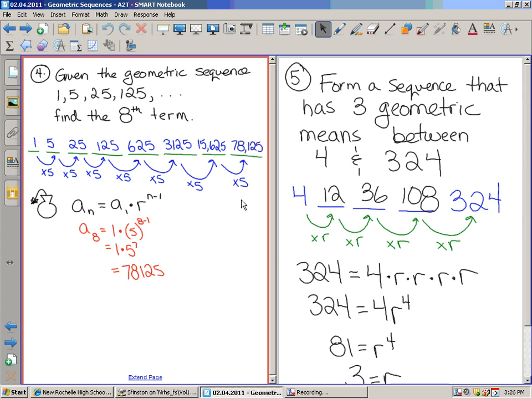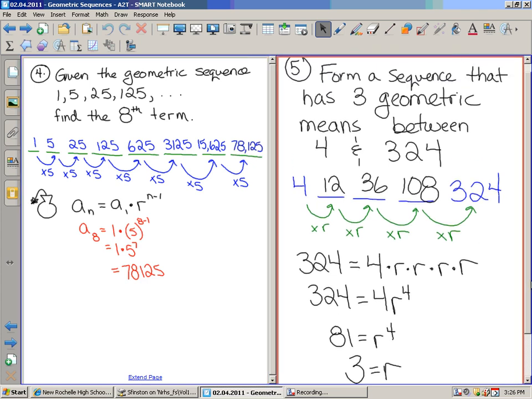All right. Our final problem of the day. Here we go. Form a sequence that has 3 geometric means between 4 and 324. Well, just like arithmetic sequences and series, geometric sequences and series have geometric means. They have numbers between terms. That's what a geometric mean is. So how do we set this up?